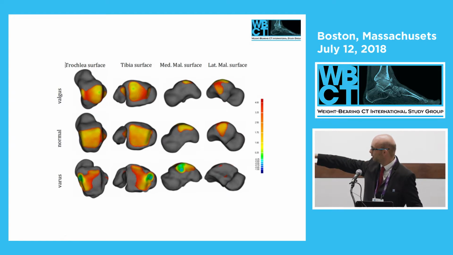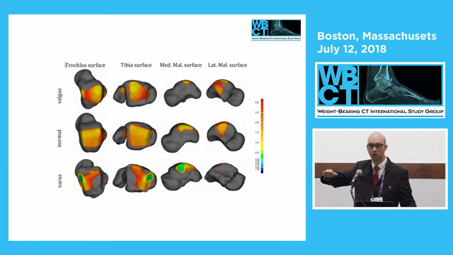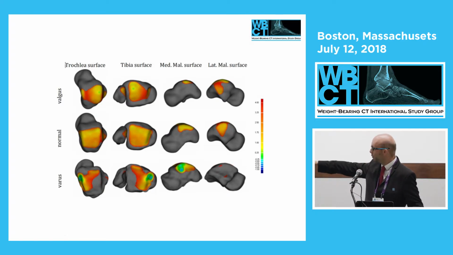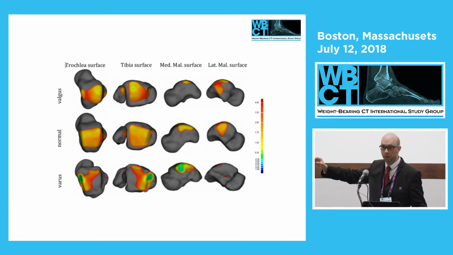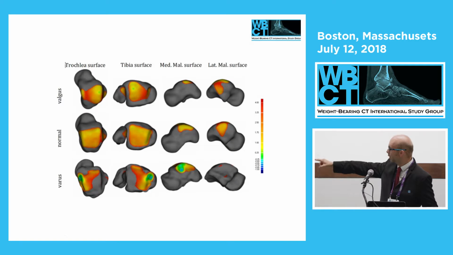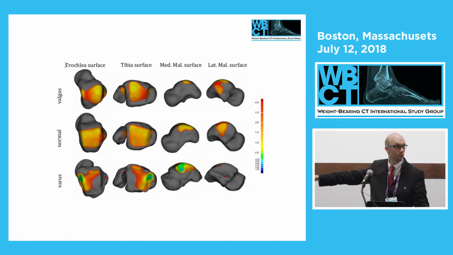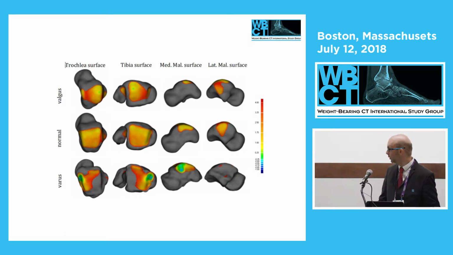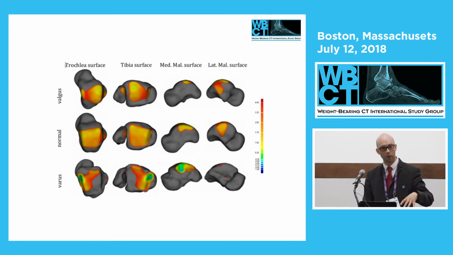And if you scroll down from valgus to varus, you can actually see the approximation between the talus and the tibia on the medial upper aspect of the talus bone. So that is the green and blue spot that you can see on the third picture down there. But for every single voxel, you can actually work out how the bones move in relation to each other with weight bearing and with degenerative disease.